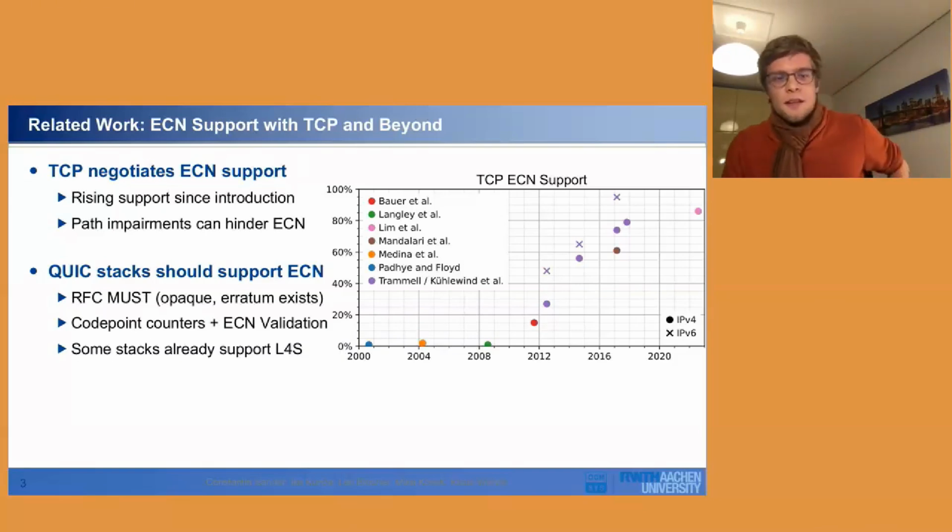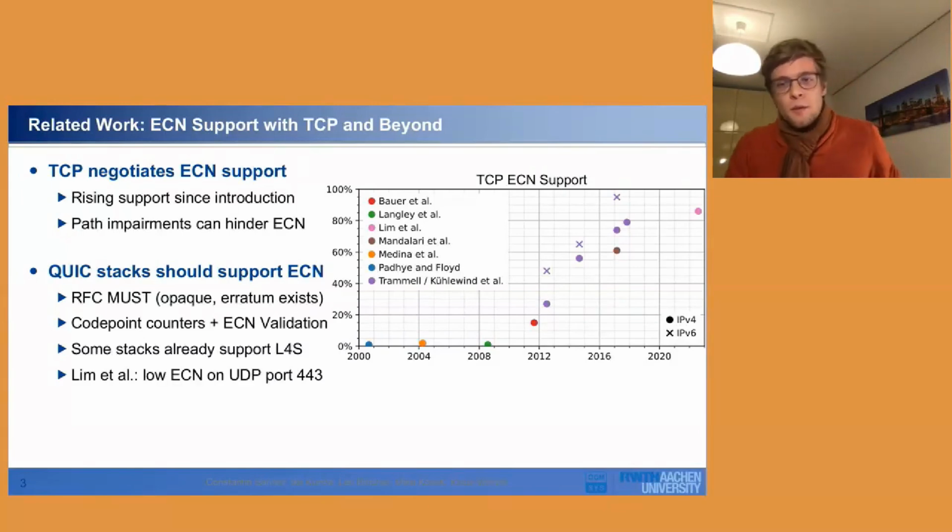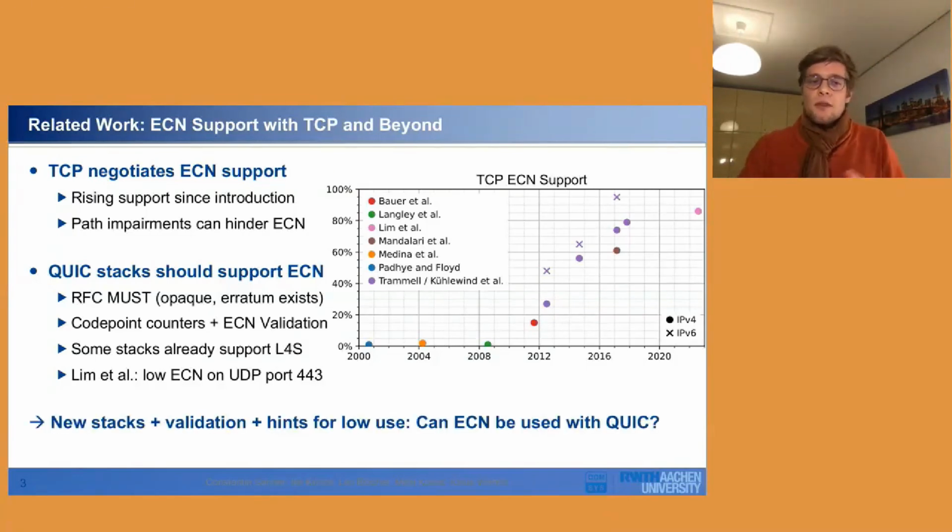But what QUIC does is that it has some codepoints, so it's not mirroring just CE, but also the ECT0 and the ECT1 information back to the sender, and the sender can then do some ECN validation. And some stacks also already support L4S, which is reusing these ECT0 and ECT1 fields to distinguish between different traffics. So this is the point where the signals ECT0 and ECT1 now have a different meaning than before. But related work also finds there's very low ECN usage on UDP port 443, which is basically used for QUIC and HTTP/3. So we see that there are new stacks, a completely new protocol. There's this new ECN validation method, and we see hints for low usage.